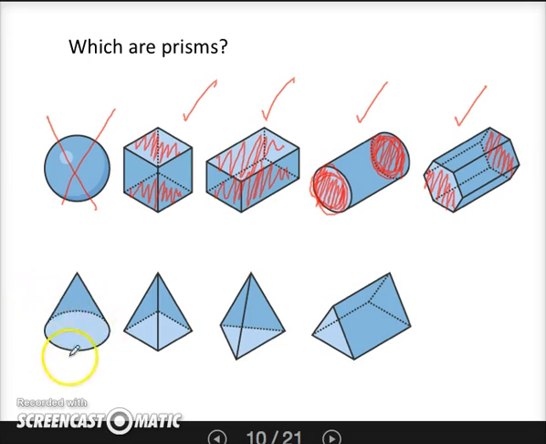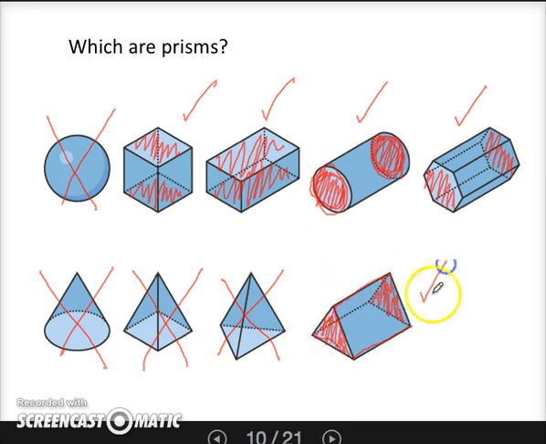What about this one? We do have a base here, but there's not another base. There's no other face of this solid figure that is even a face, let alone parallel to this face. So this cone is not a prism. Neither is this pyramid because there is no face that is parallel to the base here. Same with this triangular pyramid, not a prism. But this triangular solid has two triangles that are both parallel and congruent, and those are connected by these lateral edges. This qualifies as a prism, a triangular prism.